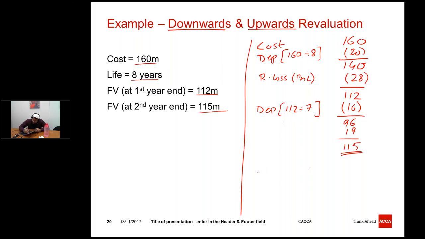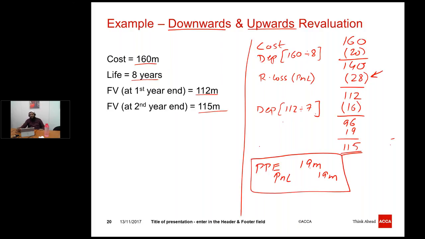Now the entry is property, plant, and equipment debit by $19 million. The loss recorded in P&L was 28. Now the gain is beneath the loss, so we simply credit the P&L by 19. If the revaluation gain, instead of 19, had been above 28, there would have been some excess, but right now there is no excess. So the entry is 19: property, plant, and equipment debit, and P&L credit.